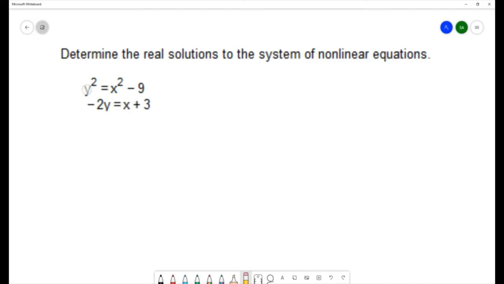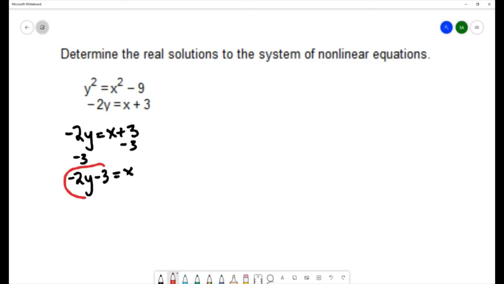So as I look at these different variables, I notice that this one, x, doesn't have a coefficient on it, and so that's going to make this the easiest one to solve for. So I'm going to start with that second equation, negative 2y equals x plus 3, and I'll solve for x by subtracting 3 on both sides. So I have negative 2y minus 3 equals x. And now that I've solved for that variable, I want to substitute into the other equation. I'm going to substitute in for x into the other equation.